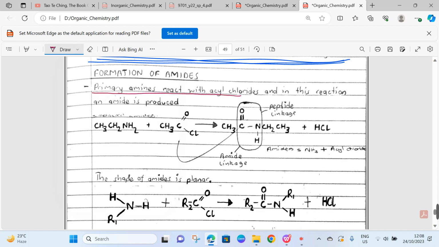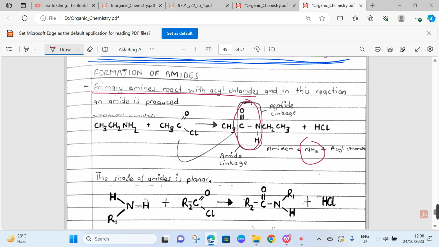Primary amines react with acyl chlorides, and in this reaction an amide is produced. This is the peptide linkage, or an amide bond, an amide linkage. Another way of producing an amide is taking ammonia, NH3, plus an acyl chloride. That can also produce your amide linkage and HCl. You should try it.